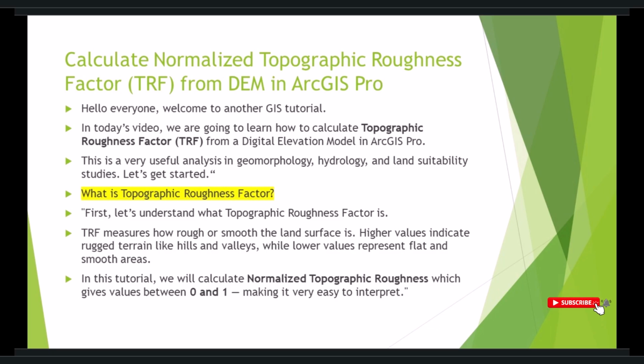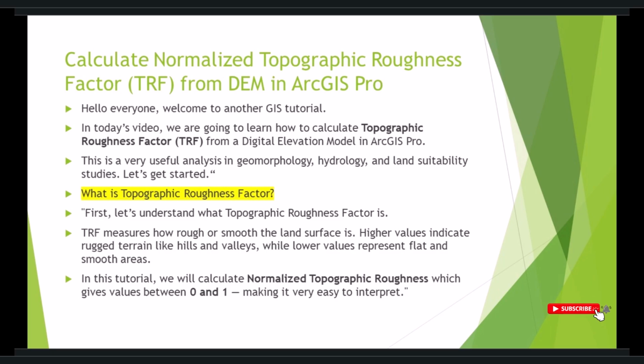First, let's understand what TRF is. TRF stands for topographic roughness factor. TRF measures how rough or smooth the land surface is. Higher values indicate rugged terrain like hills and valleys, while the lower values represent the flat and smooth areas.